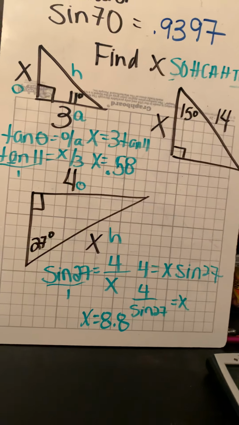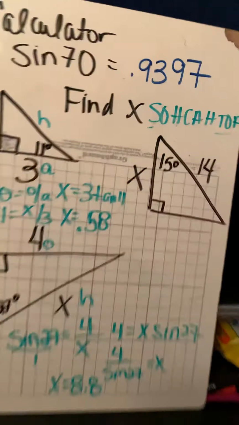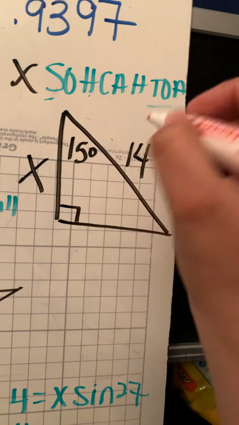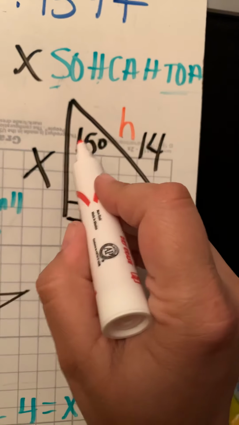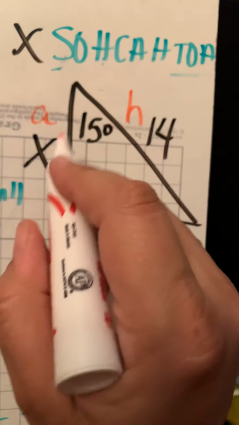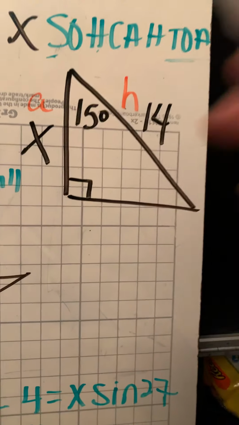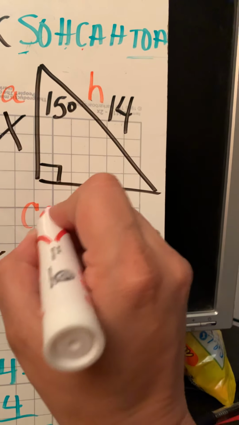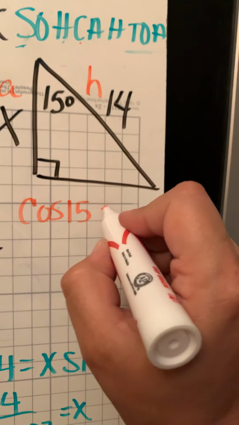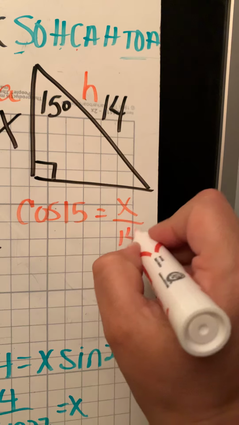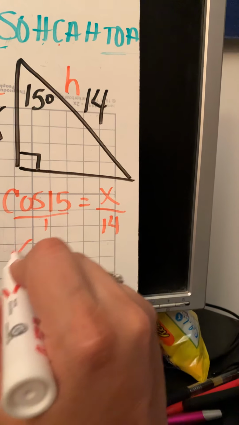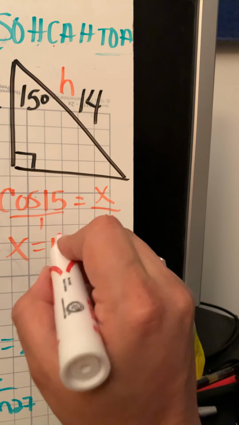Okay, let's do one more. So this one up here, you got your 15 degrees. So label everything. You know across from the right angle is your hypotenuse. This is 15. That's adjacent to it, so that's your adjacent angle. So adjacent over hypotenuse, look at that, cosine. So I would say cosine of 15, my angle, equals x over 14. Cross multiply. So get over 1. 1 times x is x equals 14 times cosine 15, 14 cosine 15.